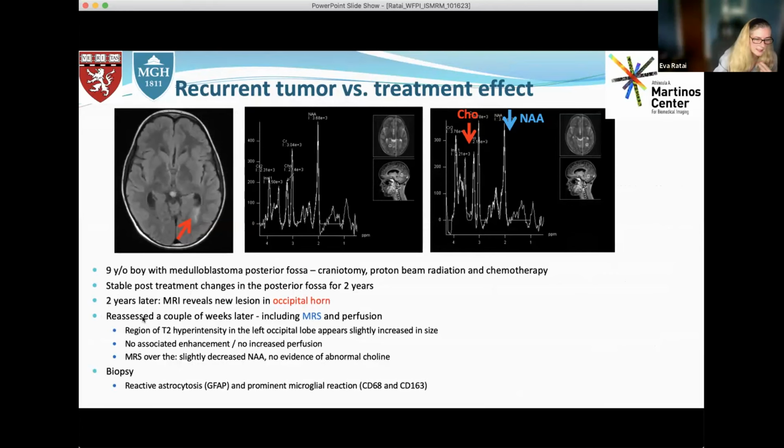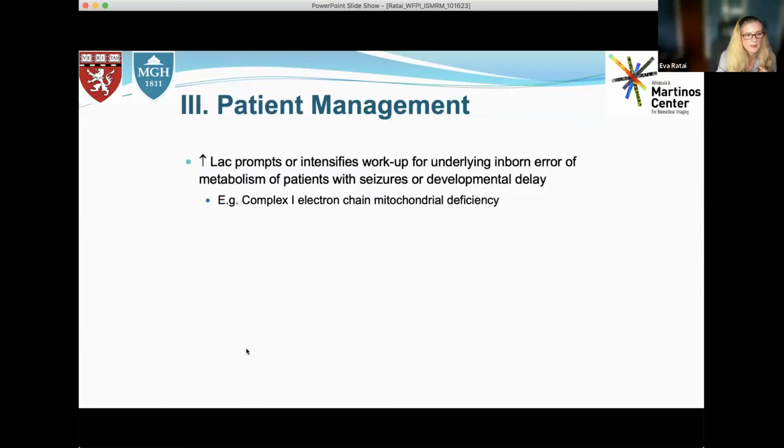He was reassessed a couple of weeks later. This time we included MR spectroscopy and perfusion. While the occipital lobe lesion slightly increased, choline is not very elevated, and NAA is just slightly down. So this is more consistent with treatment effect. We actually did a biopsy, and it was confirmed.